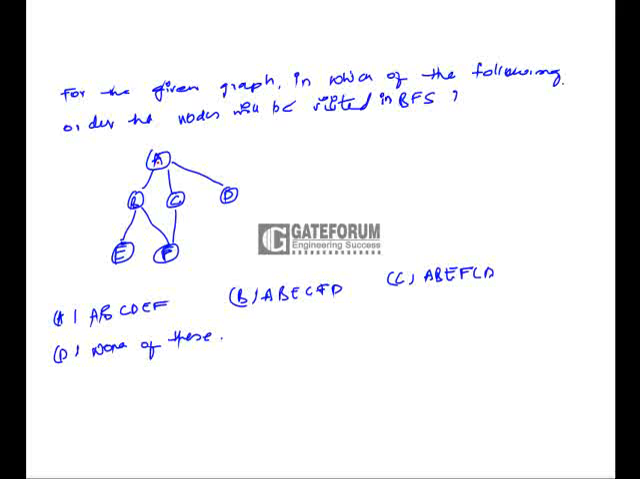So if we start at vertex A, node A will be visited, and the nodes present in the next level are B, C, D. So we'll visit B, C, D, and the nodes in the next level are E, F. So after B, C, D, we will visit nodes E, F. So A, B, C, D, E, F is the BFS order. So the correct option is option A.